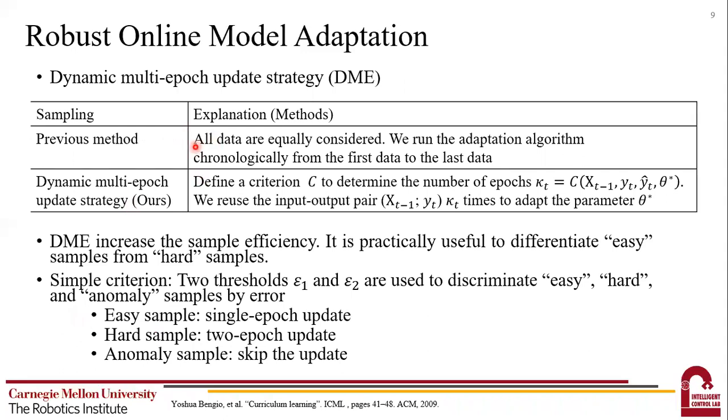In generic online adaptation, all data are equally considered. We run the adaptation algorithm chronologically from the first data to the last data. Every data sample is used only once. Inspired by curriculum learning, we introduce a more effective way to determine the adaptation epochs for every data sample during online adaptation. In curriculum learning, it is particularly useful to differentiate easy samples from hard samples. In our dynamic multi-epoch update strategy, we define criteria C to determine the number of epochs, and we reuse the input-output pairs many times to adapt the parameter theta.